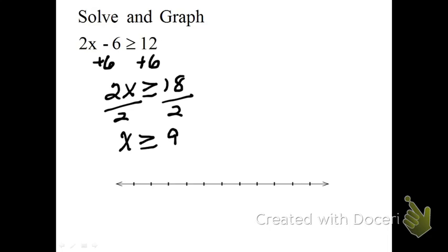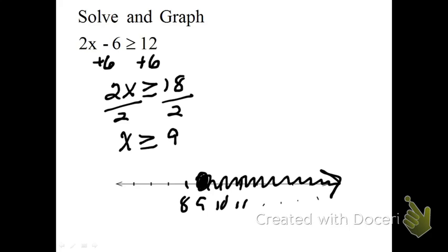Alright, so I want all the values that are greater than or equal to 9. So let's say this is 8 here, so here's 9, 10, 11, and so on. Greater than or equal to means we put a closed circle at 9, and we want to shade in everything to the right, everything greater than or equal to 9.